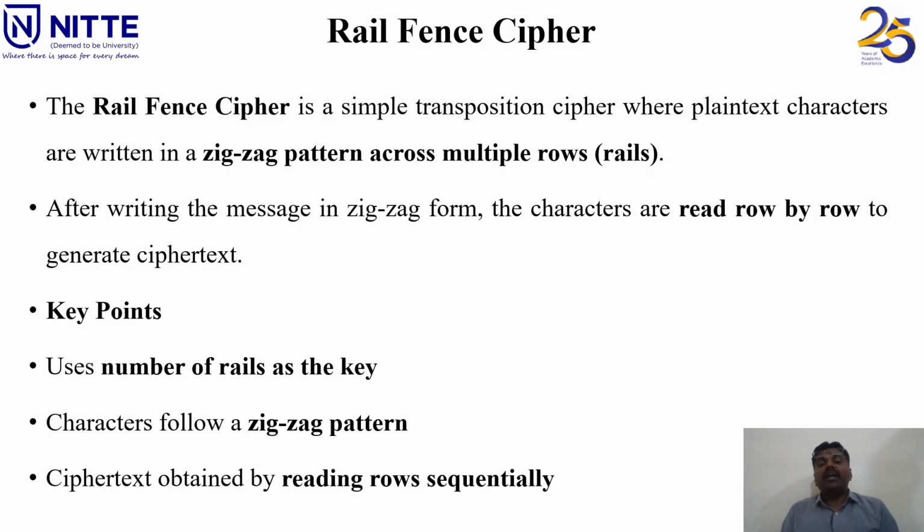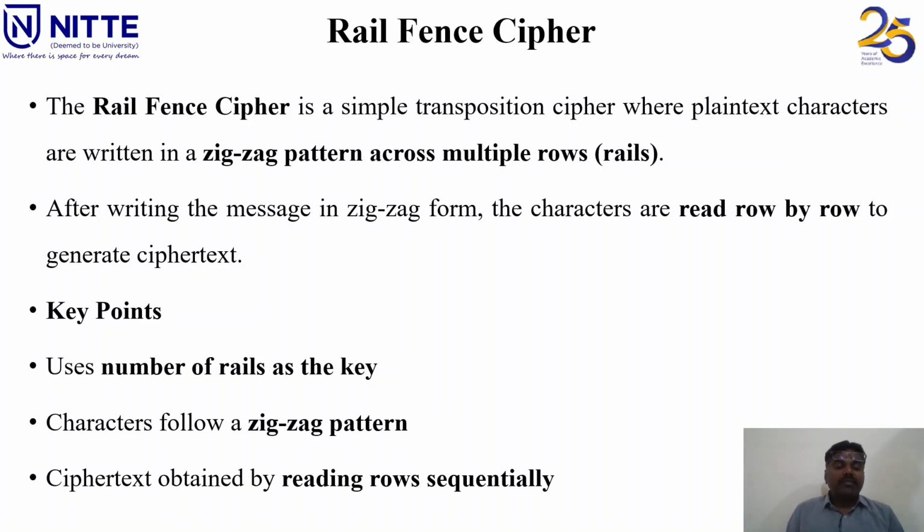First we look into the rail fence cipher. The rail fence cipher is a simple transposition cipher where the plaintext characters are represented in a zigzag pattern across multiple rows, which we call rails. After writing the message in the form of a zigzag, the characters are read row by row to generate the cipher text.